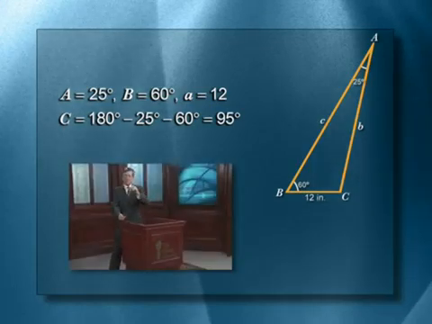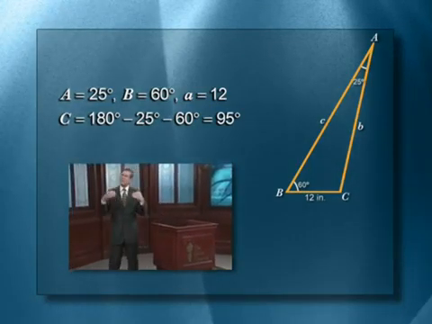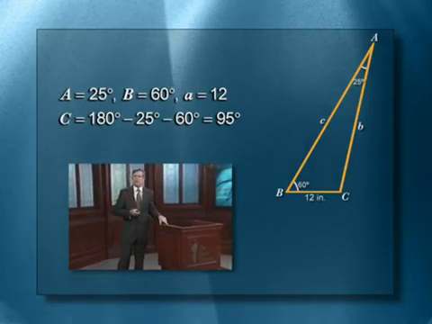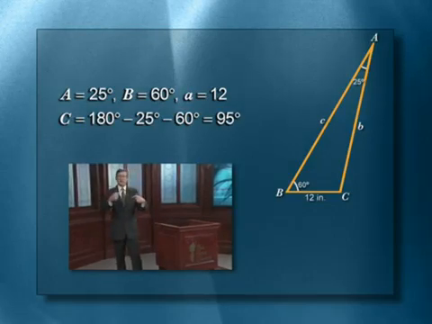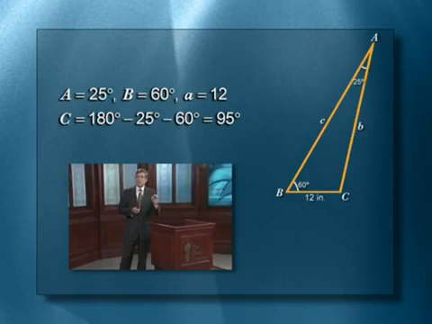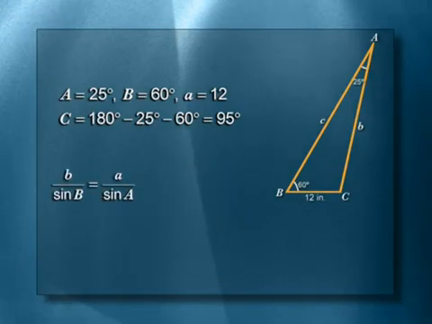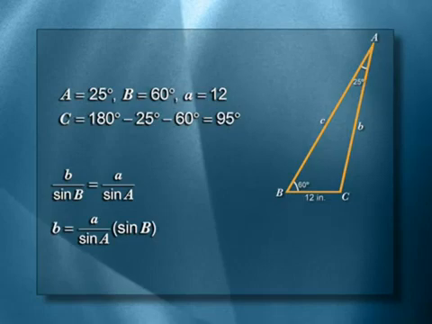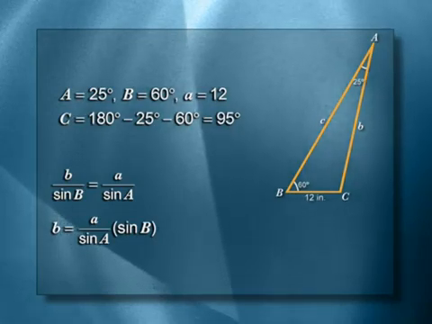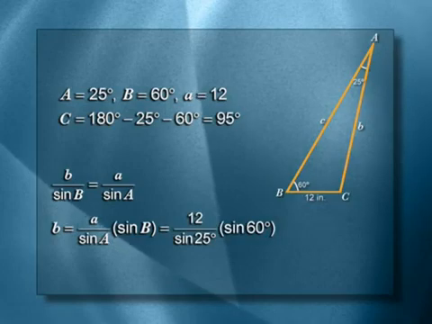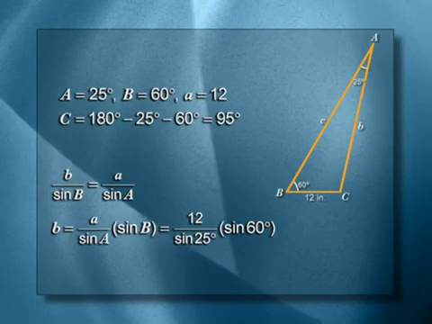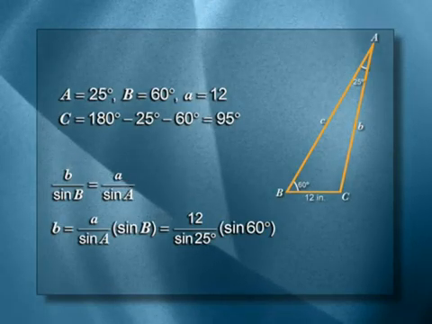By the way, you might have noticed that we're using degrees in this lecture, and that will probably be true for this lecture and the next. One tends to use degrees when trying to solve triangles. So let's use the law of sines to obtain the value of side b. b over sine B equals a over sine A. That's a piece of the law of sines. Solving for b, we have b equals a over sine A times sine B. Plug in the values. a is 12. Angle A is 25 degrees, so the denominator is sine of 25 degrees, and all of that is times sine 60 degrees, the sine of angle B.